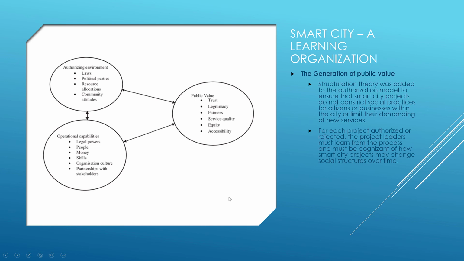As we become a learning organization, you can see that there are lots of constraints. We need to meet public value in terms of trust, legitimacy, fairness, equity, service quality, accessibility of services. But we have to have the operational capabilities to provide that. Do we have the legal power? Do we have the people, the skills, the finances? And ultimately, even in the authorization environment, is it legal to do what we're doing? Is it politically tenable? Does the city have the resources? Does the community at large support this?